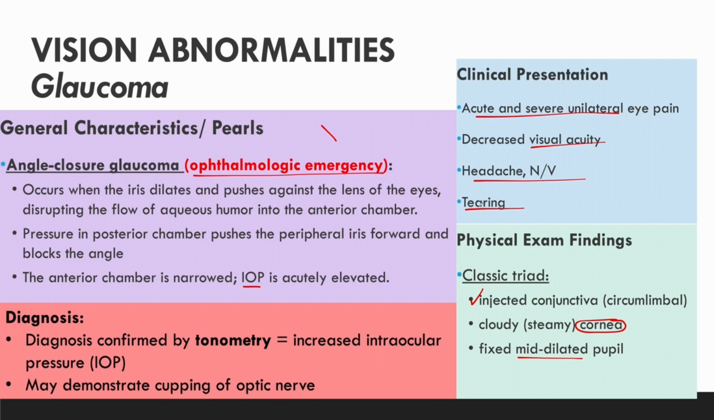You want to diagnose it by tonometry. So you get your tonometry pen and you check the intraocular pressure. Anything greater than 21 is considered positive, although the numbers that we see in this are usually a lot higher. You'll also see cupping of the optic nerve if you're good at looking at a fundus. I'm not that great at it, I won't lie, but you do have a cup to disc ratio that is increased.